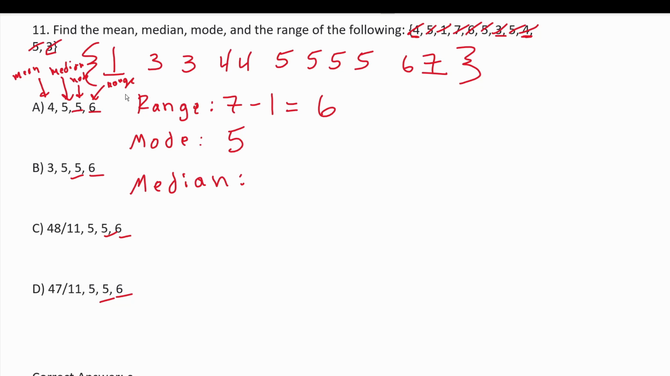So let's start crossing these off, one at each end, one there, one there, one there, one there, one there, one there, one there, one there, one there, one there.